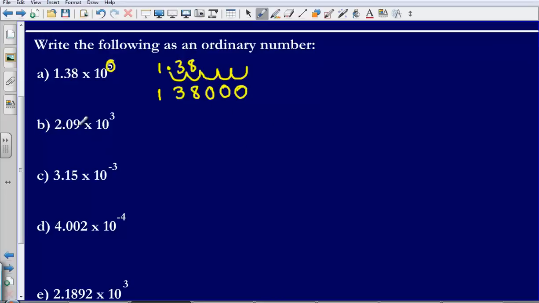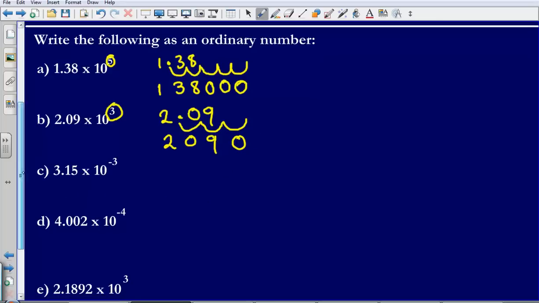Okay, question B, doing the same. I'm going to write out 2.09, and then I'm going to move the decimal point along by 3 this time, because I've got a 3 there. And so what I will end up with is 209, and then I've got a gap here, so I need another 0. So my answer here would be 2090.